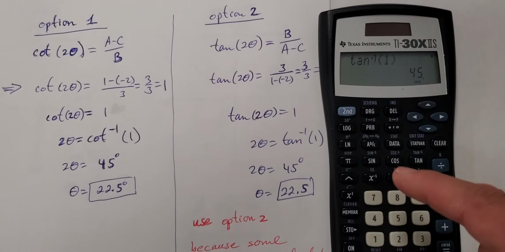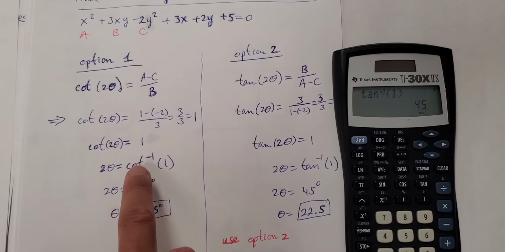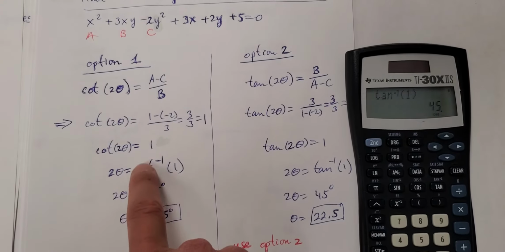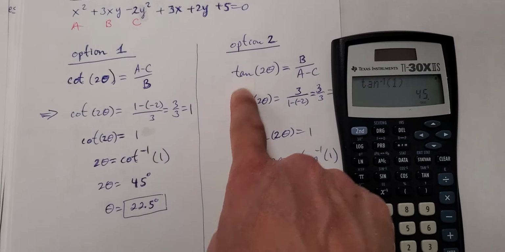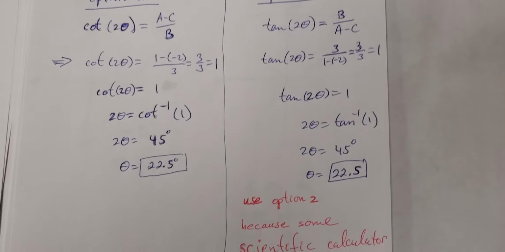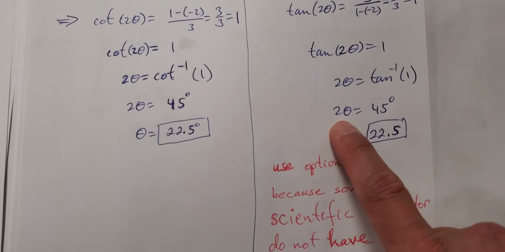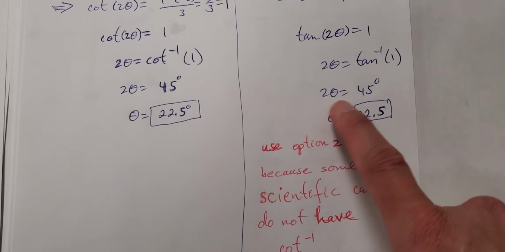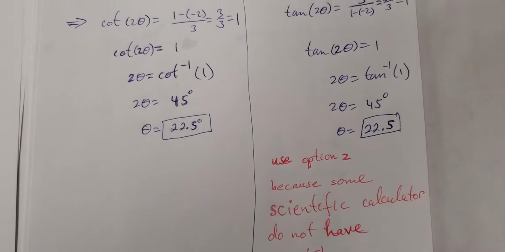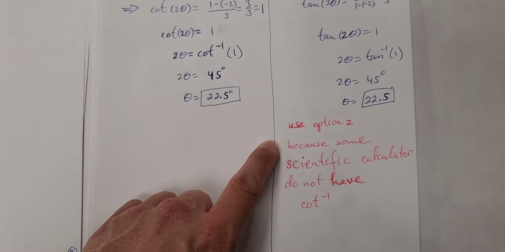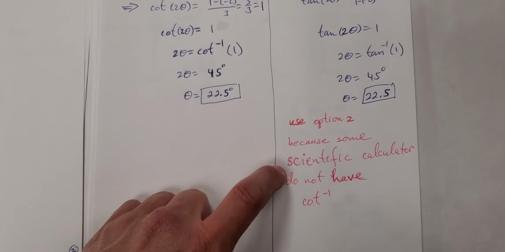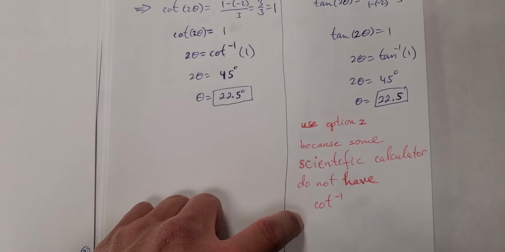Again, some calculators do not have this function, cotangent inverse. So that's why we use option 2, because we have tangent. And then again, we want theta to be by itself, so divide 2 over 22.5. Here I put a note: use option 2 because some scientific calculators do not have inverse cotangent.